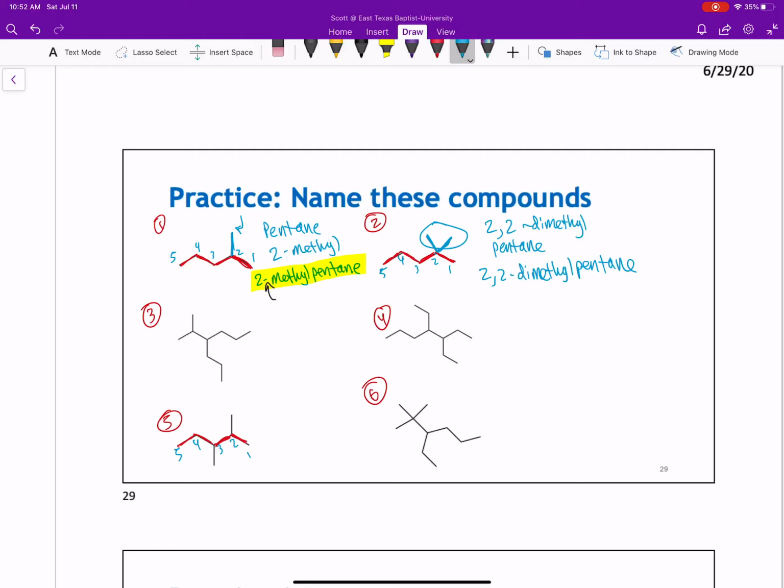And you may notice that there is a methyl group stemming off of it. And so they occur at 2 and 3. And so we have a 2, 3 dimethyl. And we have a pentane, so add those together to get your final answer.